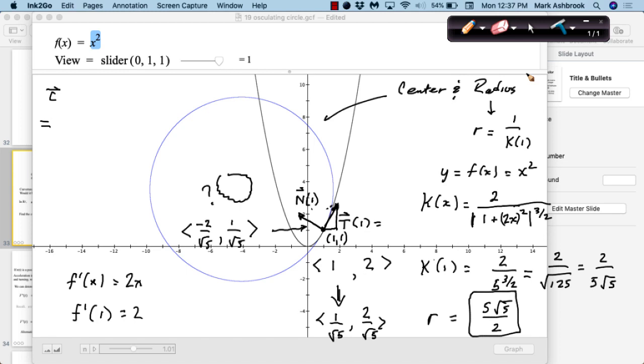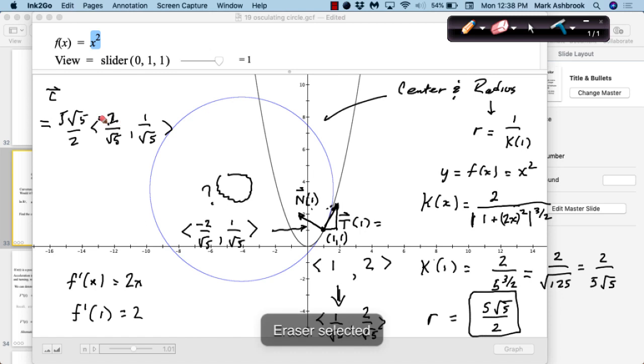So how can I put this all together so that c is the center? Jorge. You're going to do r times the normal vector that we first got. So it's going to be 5 radical 5 over 2, and then brackets negative 2 over radical 5, and 1 over radical 5. Good. And does that give me the center? You need to add what you started at, the point you started at. Plus 1, 1.